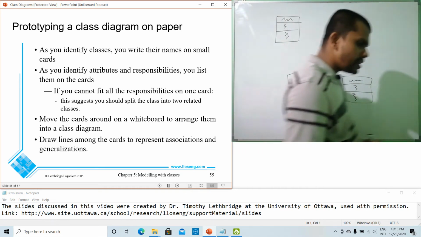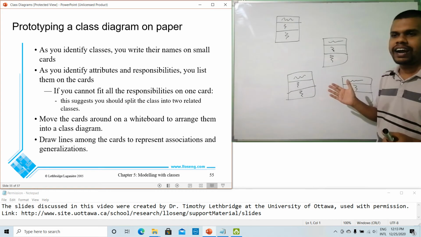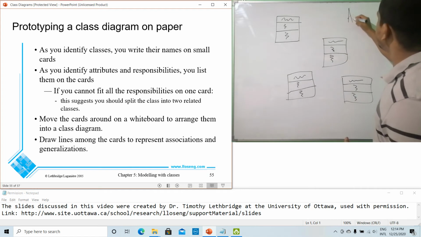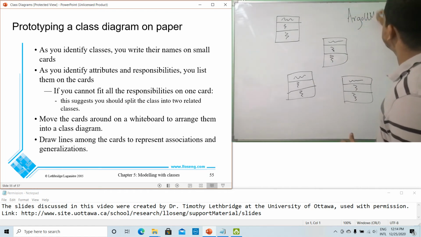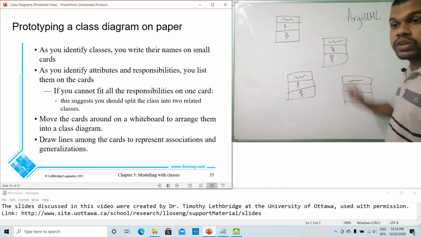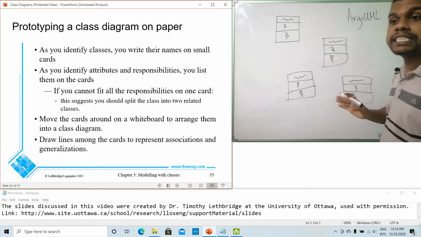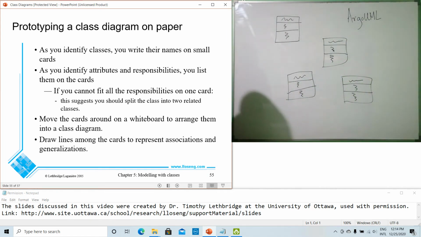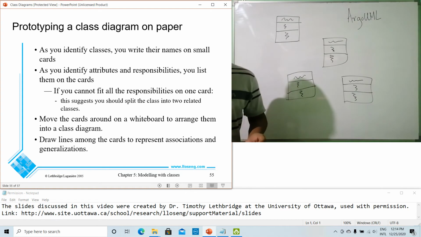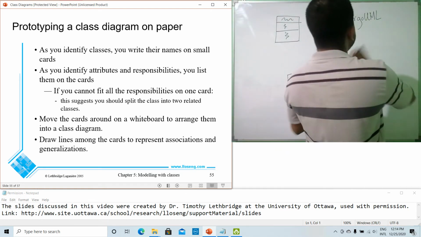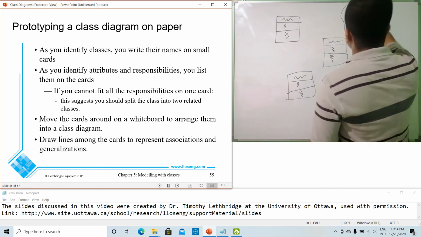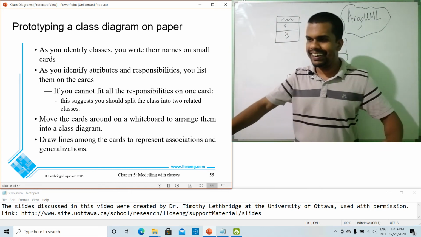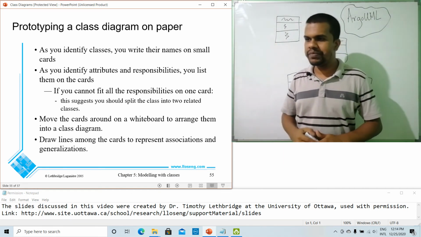I was talking about the whiteboard and a set of cards, but nowadays we have tools. One particular example you can google is ArgoUML. That is a particular tool that can be used to draw UML diagrams. Then what I have discussed in this particular slide can be done using this tool. There we can create classes and move them here and there in that environment.